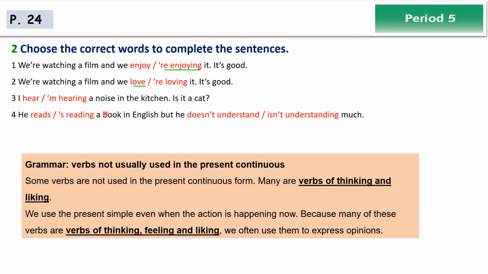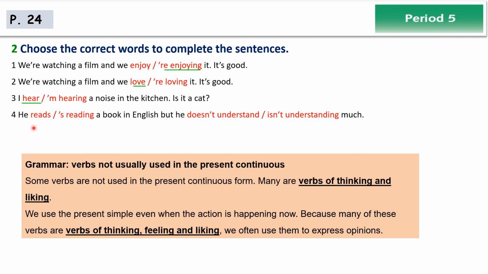Number 3. I'm hearing a noise in the kitchen. Is it a cat? Here, is hear an action verb, or a verb of thinking, feeling, or liking? Yes, of course, it is a verb of feeling. So we can't say hearing. The answer is I hear, of course.